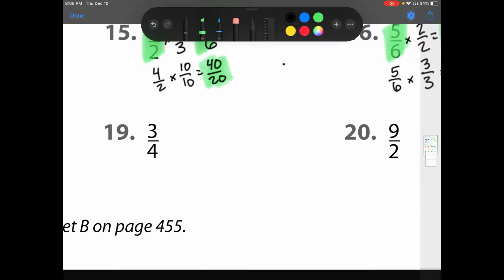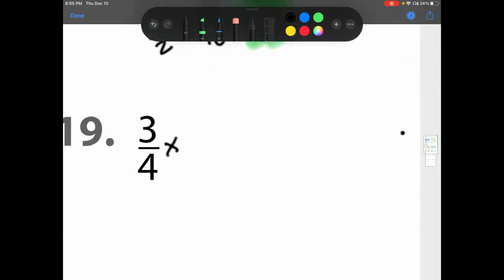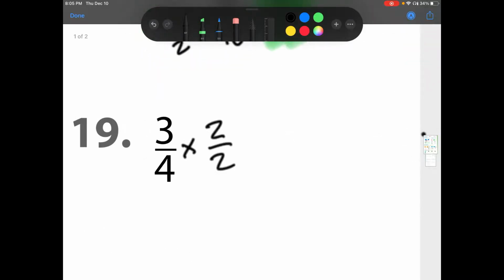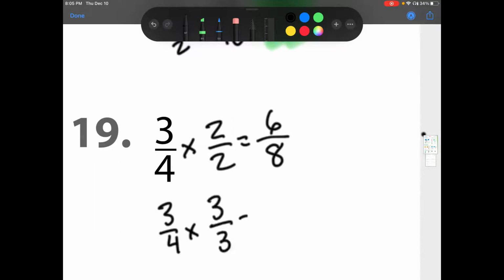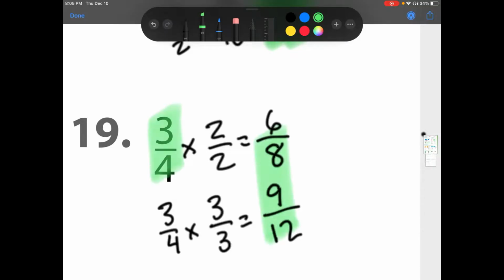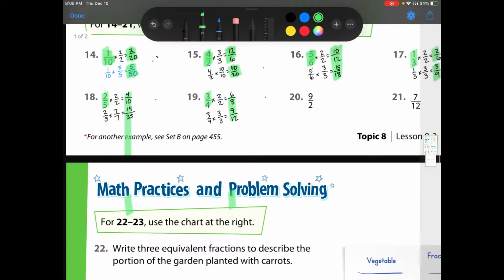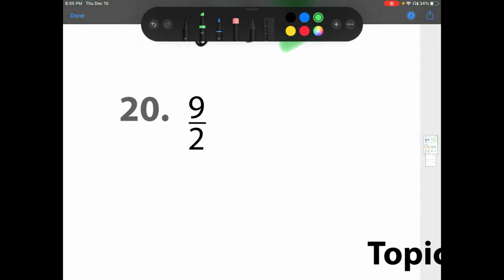So 3/4, I'm going to go back and multiply it by 2 halves again, just because those 2's are easy. Remember, I multiply the numerators together, multiply the denominators together. 3 times 2 is 6, 4 times 2 is 8. And now my next one, I'm going to multiply by 3/3. 3 times 3 is 9, 4 times 3 is 12. So again, these are my equivalent fractions. As long as I multiply the numerator and denominator by the same numbers, I'm okay.